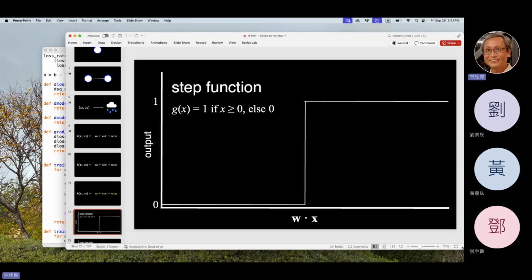Raining or not raining. So the output here should be a value which is either 0 or 1. Your input is going to be X, and your W is going to be your model. When you apply X into W, you're supposed to have some output.